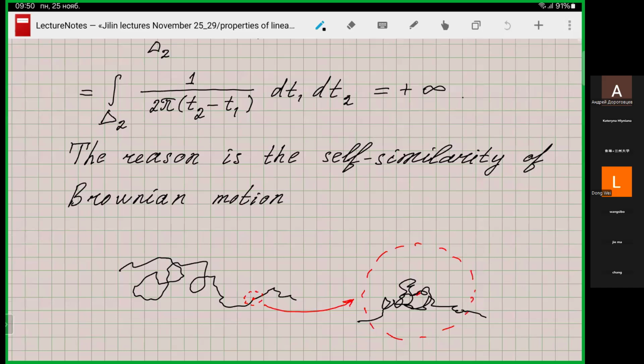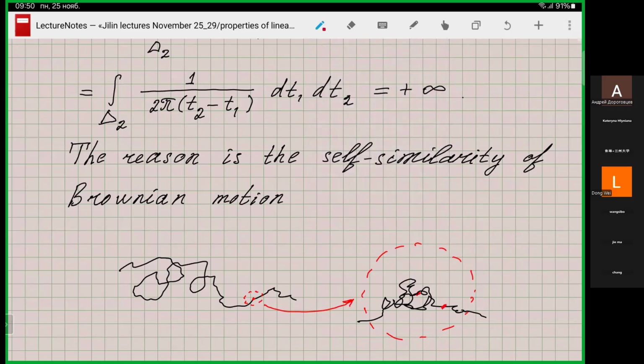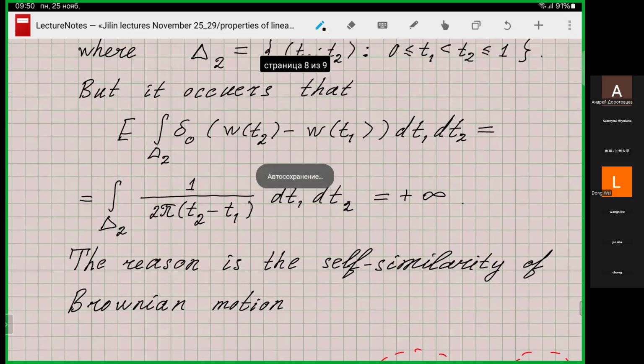And then if we take another red point here and zoom again, we will have exactly the same picture. We will again have a lot of self-intersection inside of this ball. So now we understand that there are a lot of self-intersections, unnecessary from the physical point of view, but they are all counted in this expression.